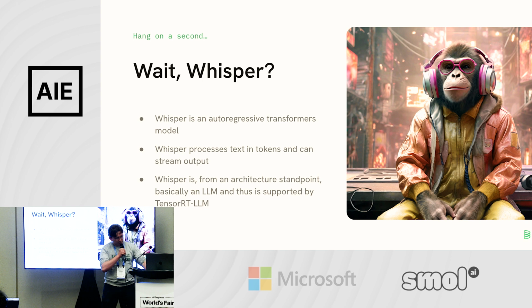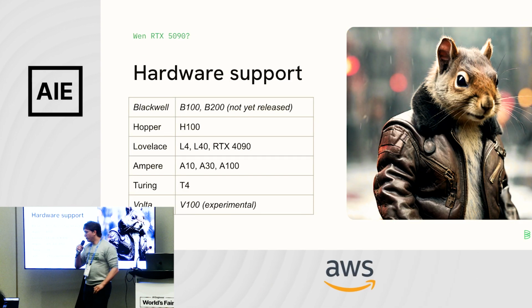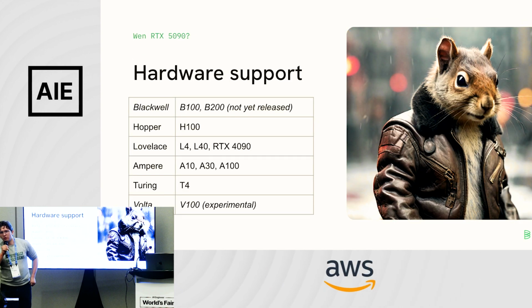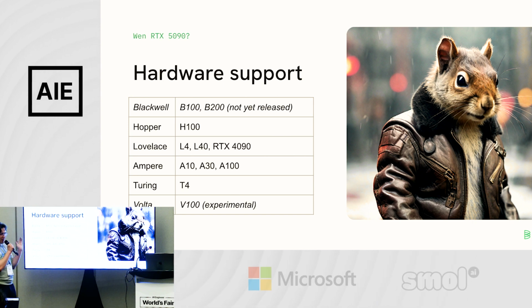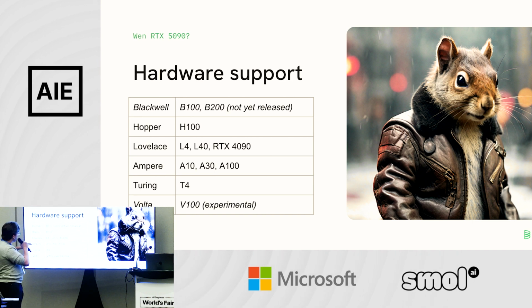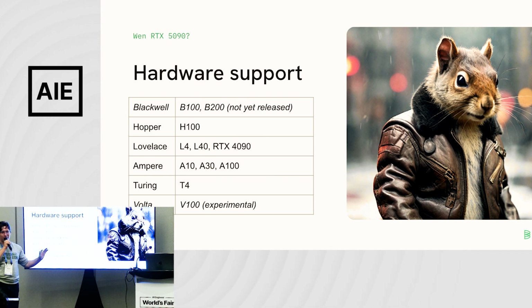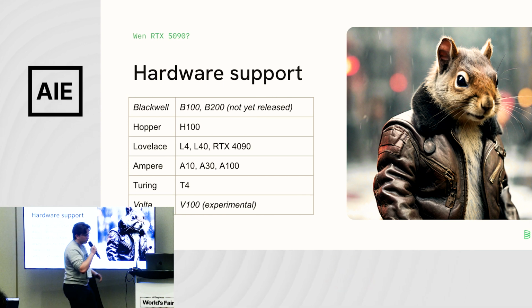Exactly. So moving on, I want to run through some things in terms of what TensorRT-LLM supports. I assume it's going to support Blackwell when that comes out, like 99.999% certain. But in terms of what we have today, we've got Hopper, so the H100s, the L4s, RTX 4090s. If anyone has a super sweet gaming desktop at home, number one, I'm jealous. Number two, you can run TensorRT-LLM on that. Ampere GPUs, Turing GPUs, and V100s are somewhat supported.